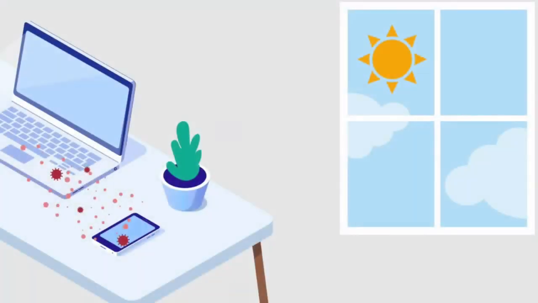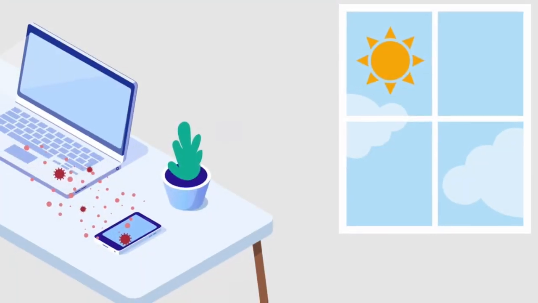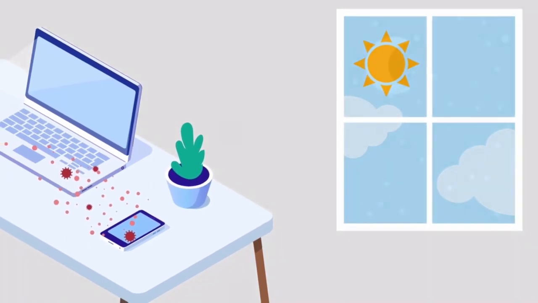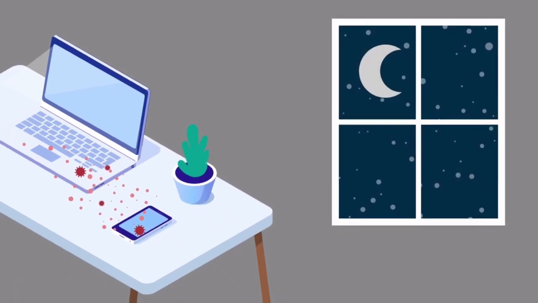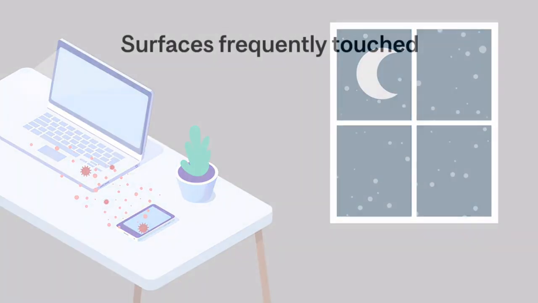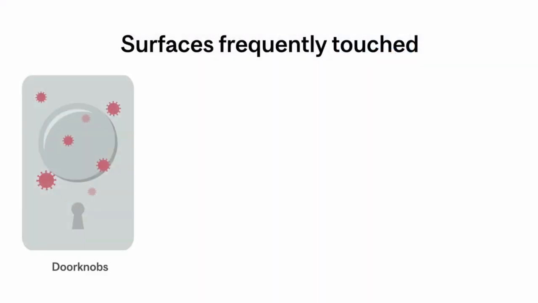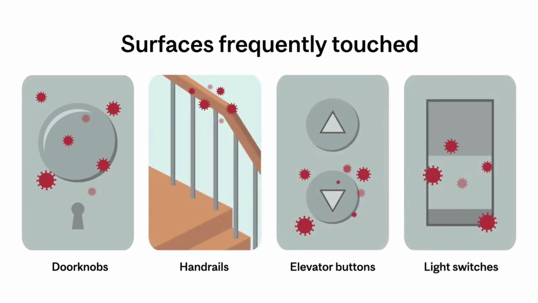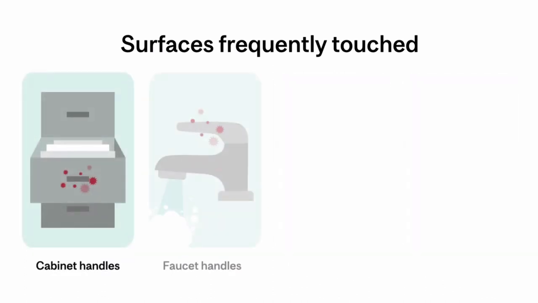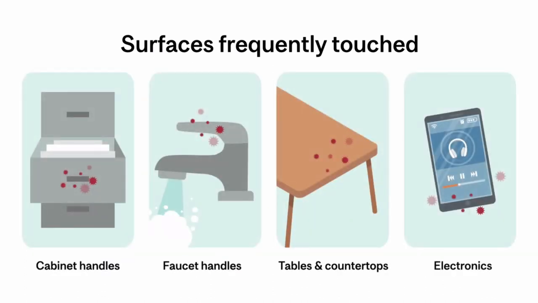It is not yet known how long the virus causing COVID-19 lives on surfaces. However, early evidence suggests it can live on objects and surfaces from a few hours to days. Surfaces frequently touched with hands are most likely to be contaminated. These include doorknobs, handrails, elevator buttons, light switches, cabinet handles, faucet handles, tables, countertops, and electronics.